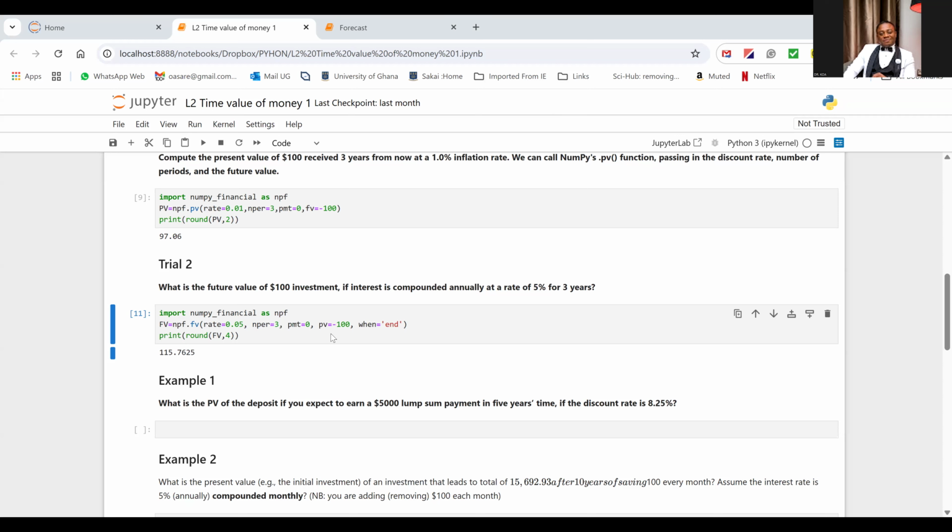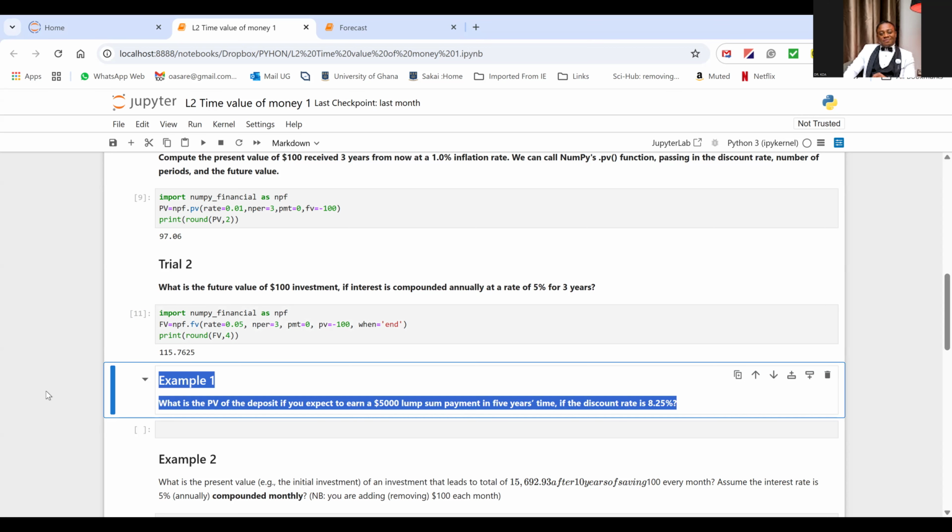Now we come to the example. The next one says, what is the present value of a deposit? Watch the words, guys. It's not all the time you see the words present value, present value, present value. If you look at some of my questions, sometimes the question is not asking you for the words present value, but it's actually present value. What is the present value of the deposit?